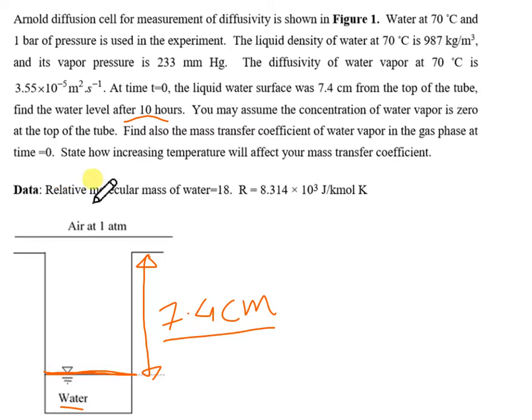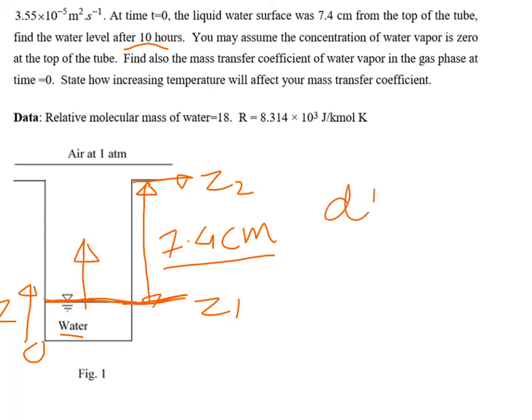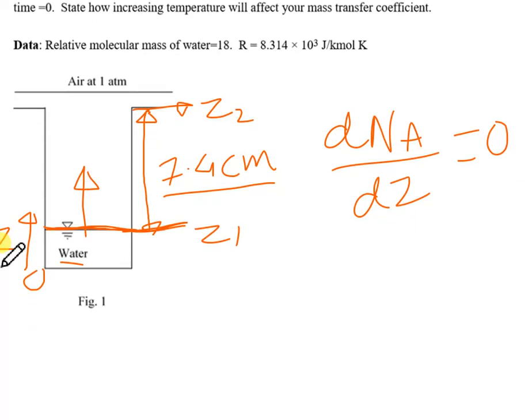So for us, z starts from here. This is the z direction. This is z equal to 0, and then we have the boundaries z1 and z2. Starting from scratch, as I told you, from the differential equation, this is one dimensional diffusion, isn't it? In z. So what will we get? dNA over dz is 0, right? There's no flux in the x and y direction.